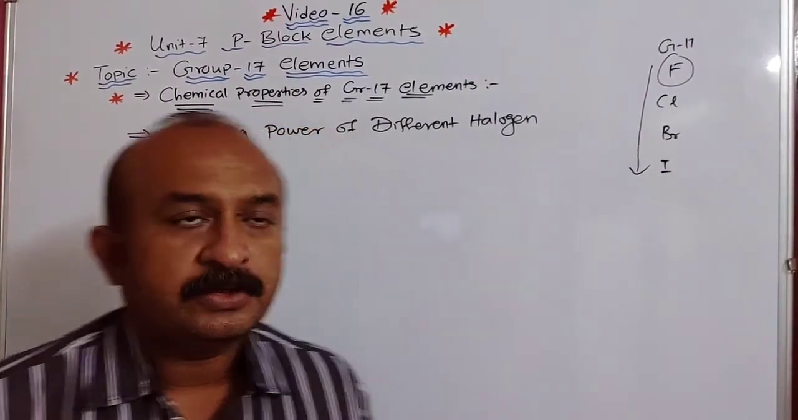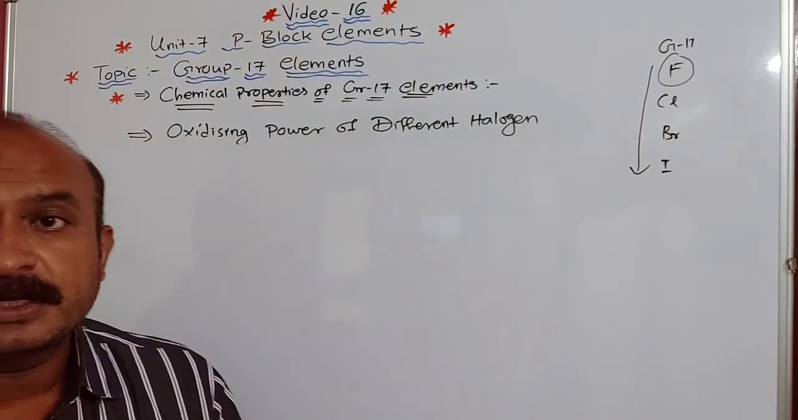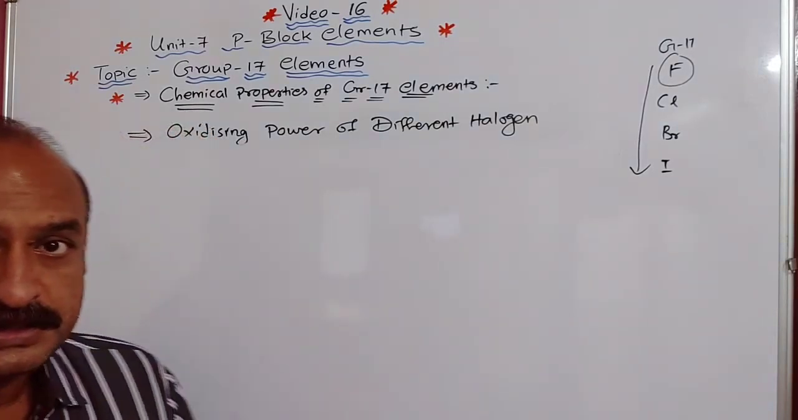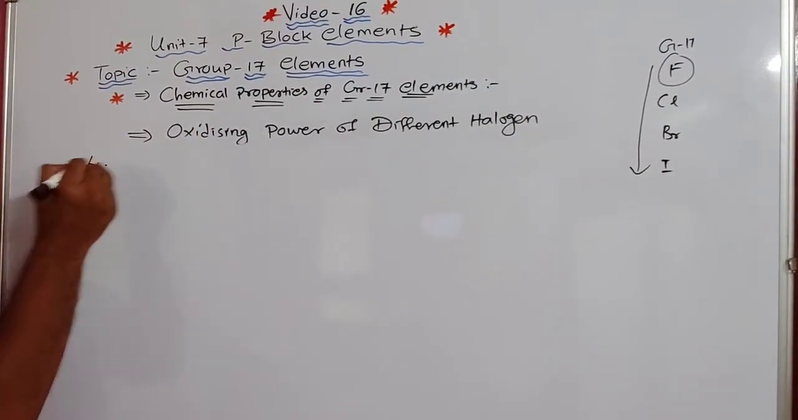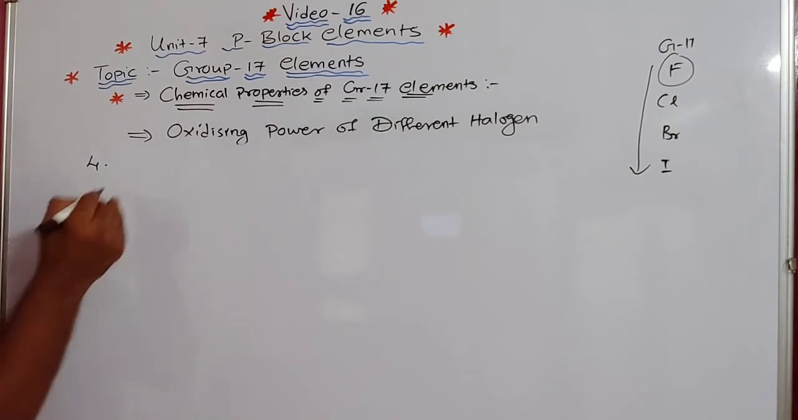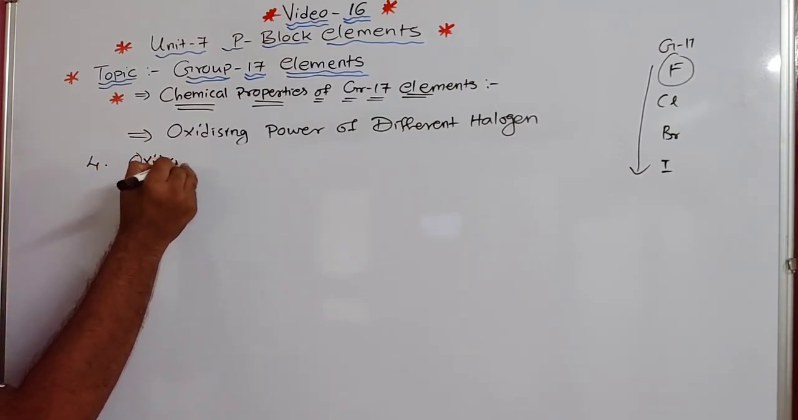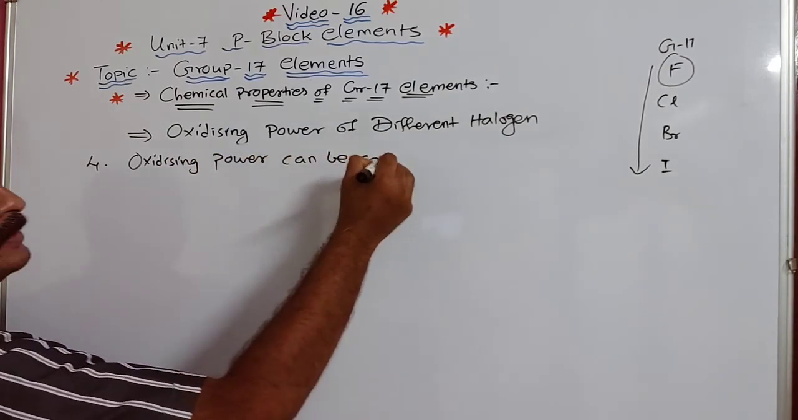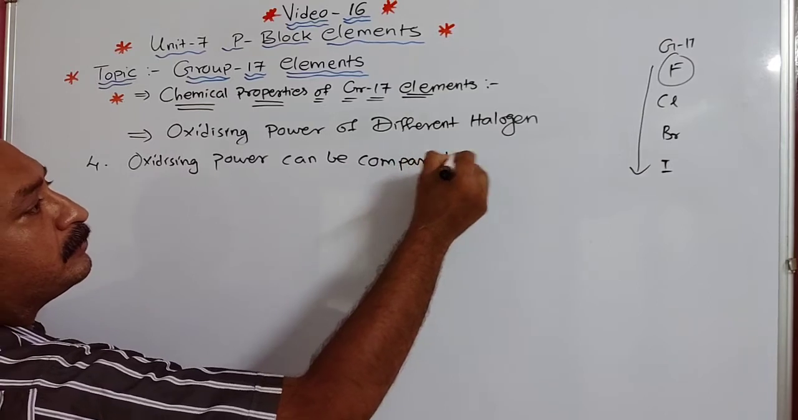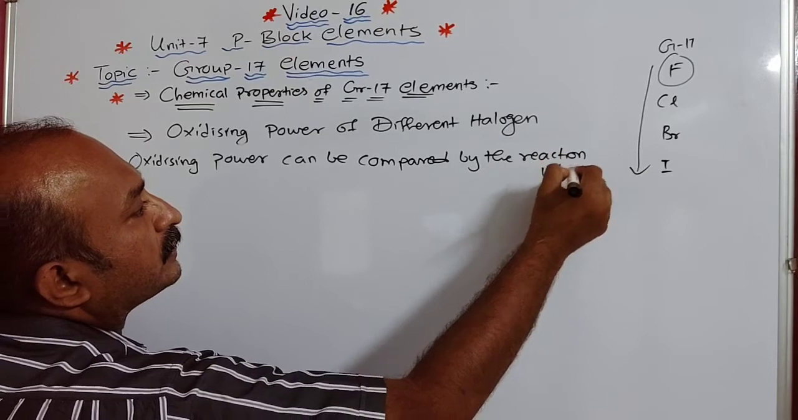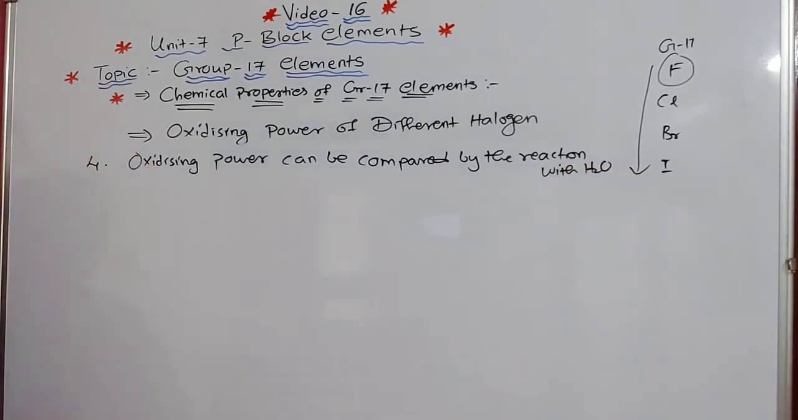Okay. When we talk about the oxidizing power of different halogens, we have discussed 3 points. Now the point number 4 we are going to discuss. You can write this down in all your fair books and it will be easy for you. The oxidizing power can be compared by the reaction with water, right? Now what is the meaning of that?